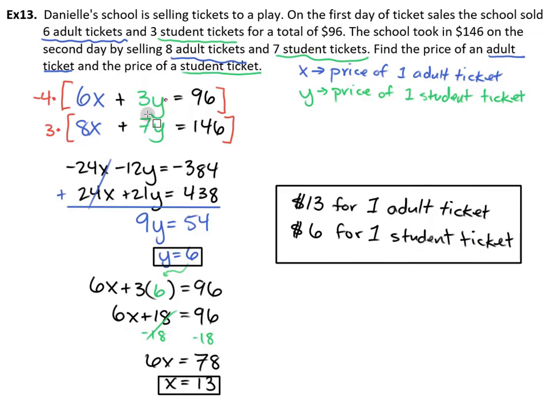Now, rather than doing elimination again, because I would have to eliminate both y's to solve for x and change both equations, and we had quite big numbers here, I chose substitution, especially since we had a relatively nice number to plug back in of 6. So I used the top equation, plugged in 6 for y, and solved for x, which gave us 13. So $13 for one adult ticket.